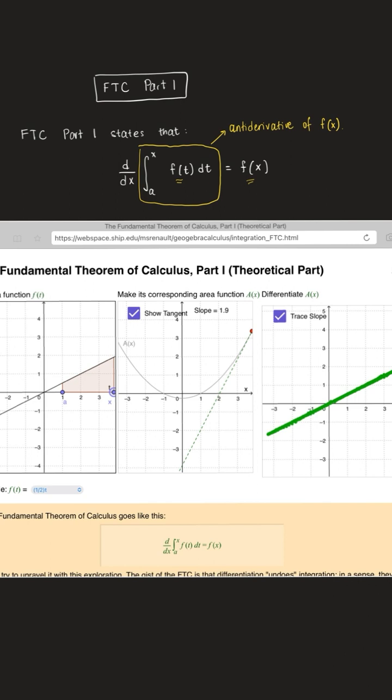Okay, in the next video we'll do a couple of examples, and then we'll follow with an exploration of part 2 of the fundamental theorem of calculus.